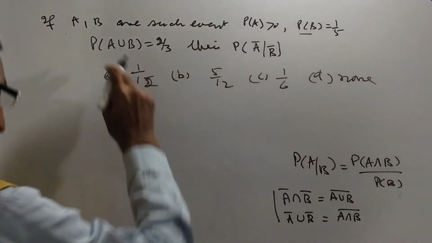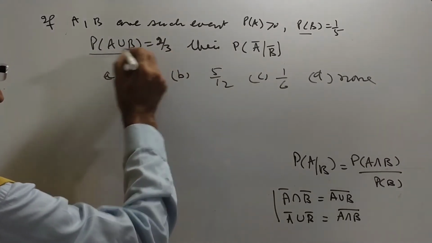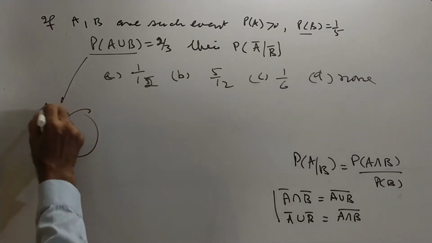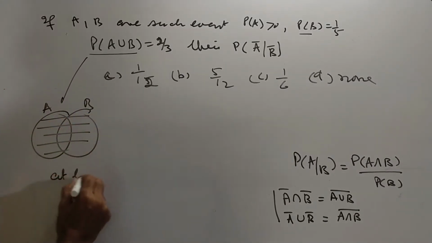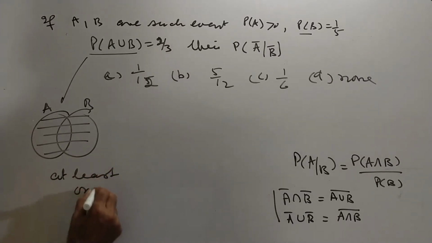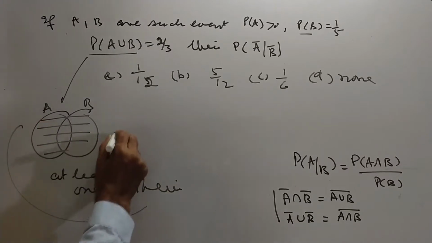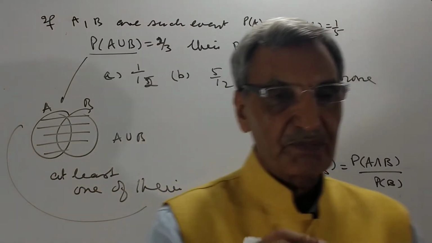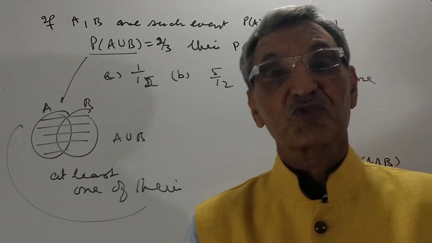is equal to this and here probably A union B. A union B at least one. A union B means either A or B, either one, or it is at least one of them. जब भी at least one of them लिखा जाए तो इसका मतलब A union B है। और A union B means either A happens or B happens or both happen, मतलब at least one of them should happen.